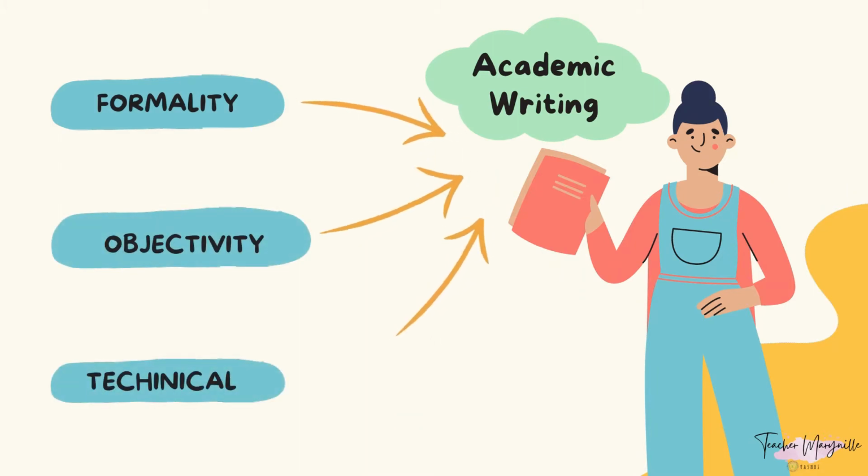In academic writing, you need to be careful when writing sentences, paragraphs, vocabulary, tone, and style. To do this, you need to remember there are 3 important features of language use in academic writing that you need to know about. The first one is formality, second is objectivity, and the third is technical.